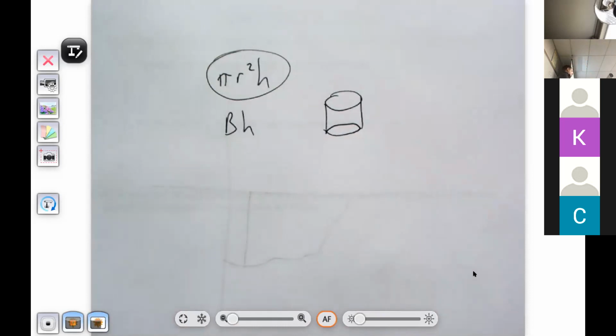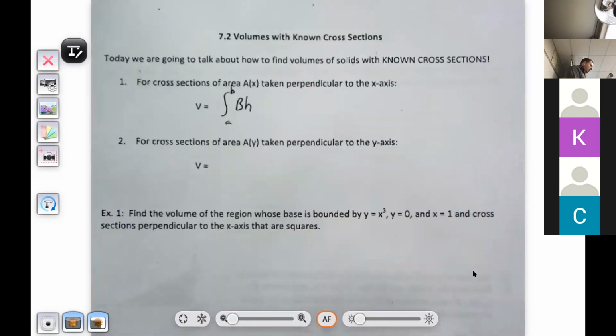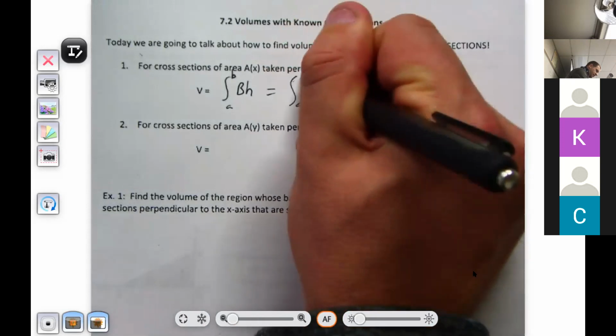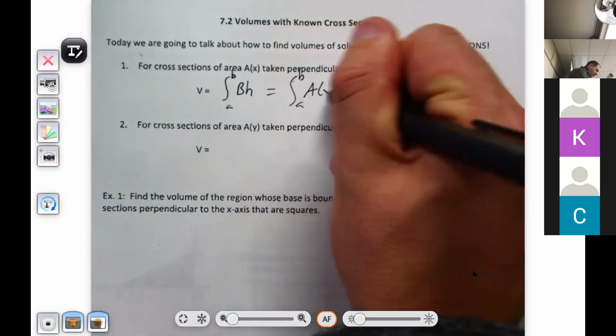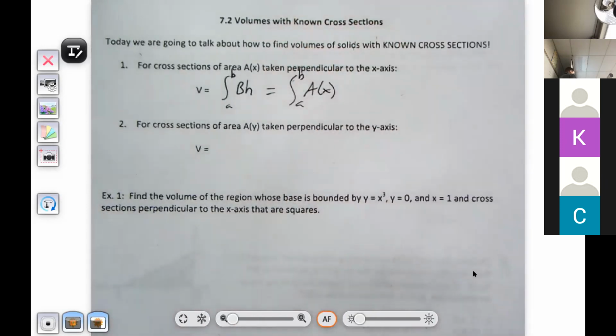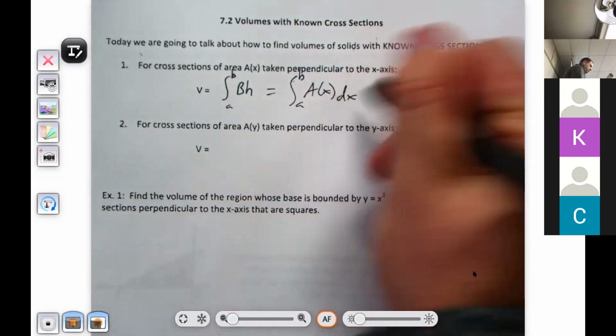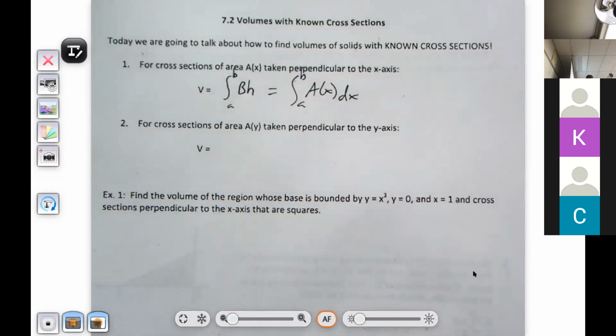Today, if you're doing a square versus a triangle versus a semicircle, your area formula changes a little bit, which is what we're going to practice. That's what we're going to get into. So what that leads to is this. It's A of x, whatever the area is, that's what we're going to find. And then the height is dx. The height is represented by dx. And that is us integrating volume of these prisms, whatever the prisms are.